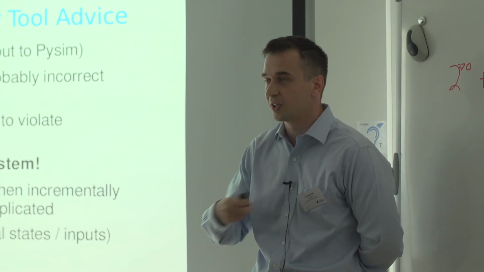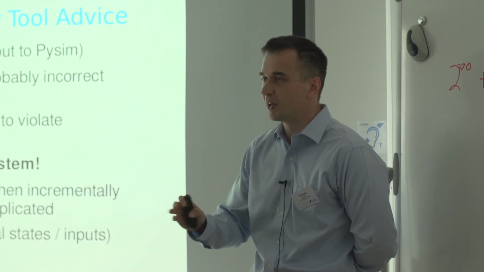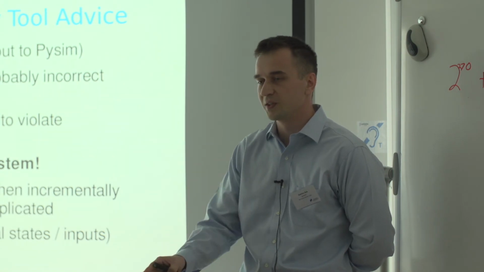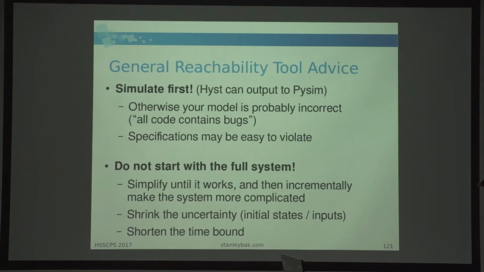If your simulations are nonsense, it's very hard to debug things once you're in reachability tools as to what's going on. Is the system really unsafe, or is my model just completely wrong? And sometimes specifications can be very easy to violate. So why are you using reachability if you could run a simulation from the center of your set of states and it becomes unsafe? It's sort of overkill to use reachability for that purpose.